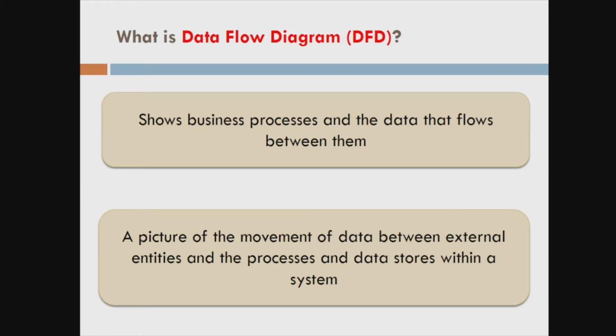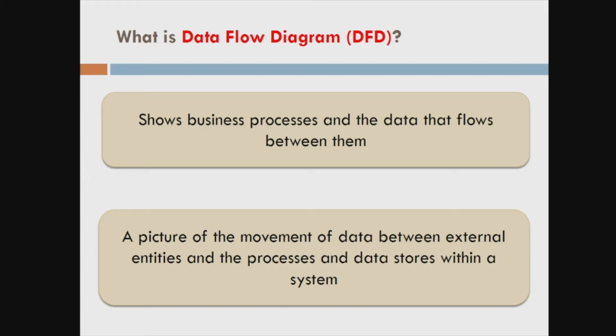What is data flow diagram, also known as DFD? Okay, this diagram shows the business processes and the data that flows between them. So it means we have a diagram that shows the processes involved in your information system and what data goes from one process to another process. So it's a picture of the movement of data between the external entities, the processes and the data stores within a system.